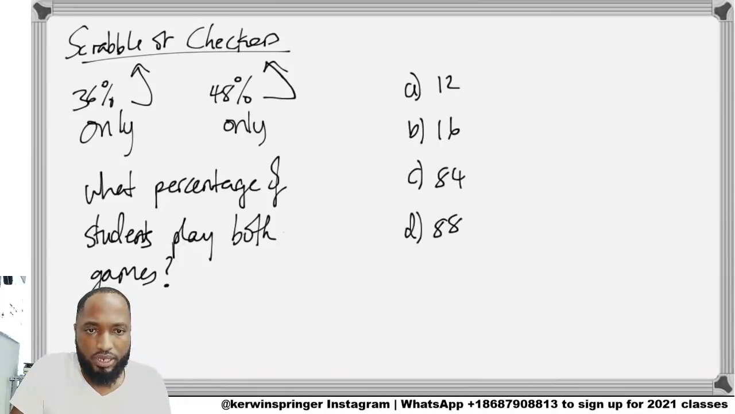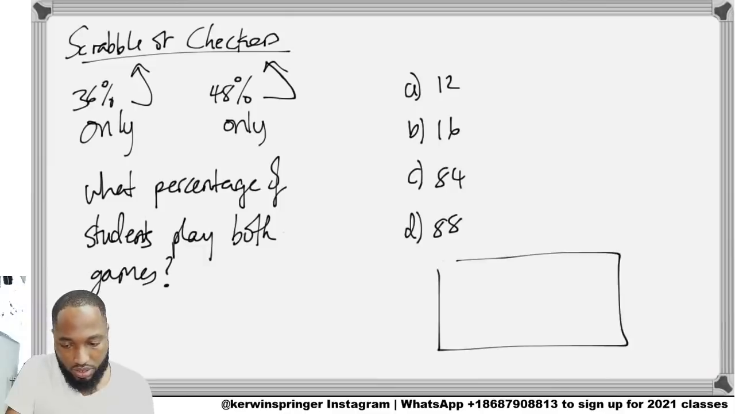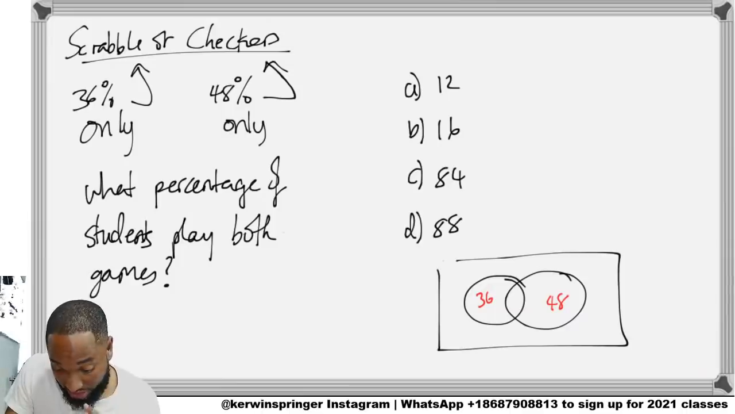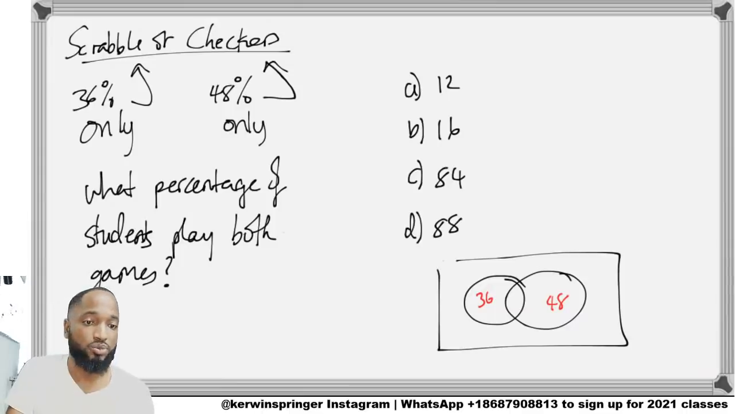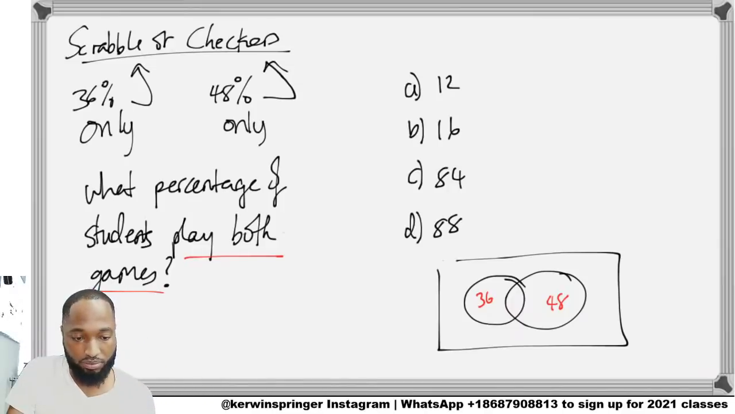So 36% play Scrabble only, 48% play checkers only. What percentage of students play both games? So this is a sets question. 36% play Scrabble only, so that 36 goes there, and 48% play checkers only. And all students in the class play Scrabble or checkers or both. So they are asking what percentage of students play both games? You just need to add up and subtract. The answer is B, 16. So you add up and subtract from 100.